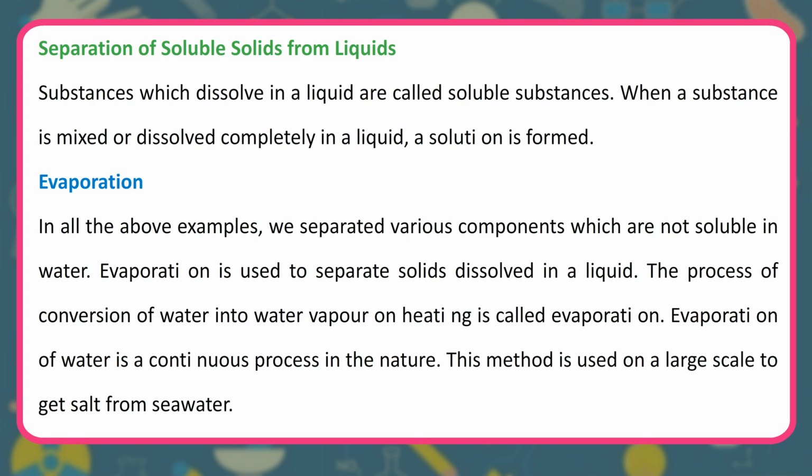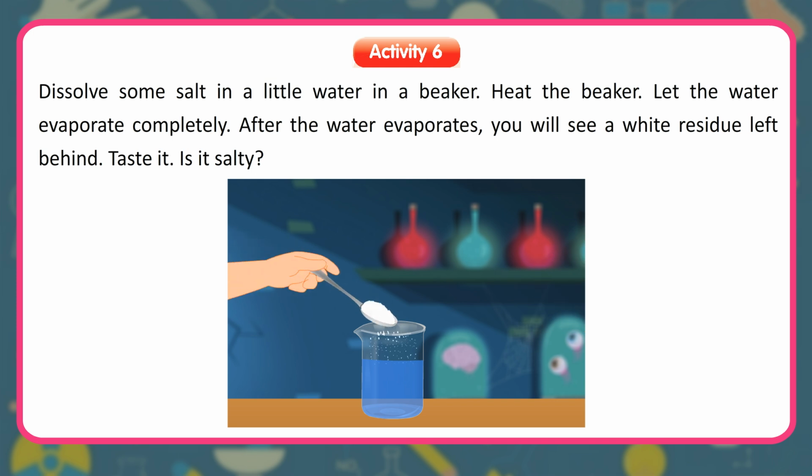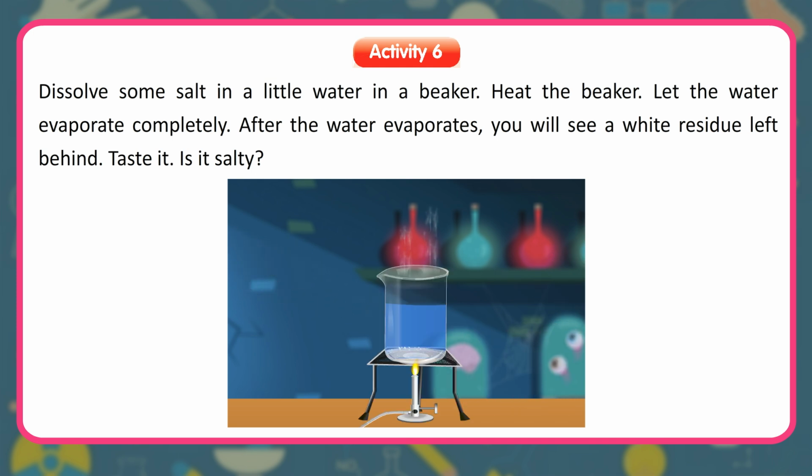The process of conversion of water into water vapor on heating is called evaporation. Evaporation of water is a continuous process in nature. This method is used on a large scale to get salt from seawater. Activity. Dissolve some salt in a little water in a beaker. Heat the beaker. Let the water evaporate completely. After the water evaporates, you will see a white residue left behind. Taste it. Is it salty?